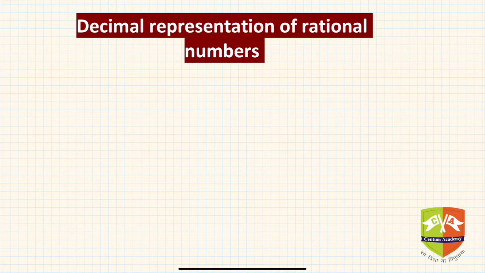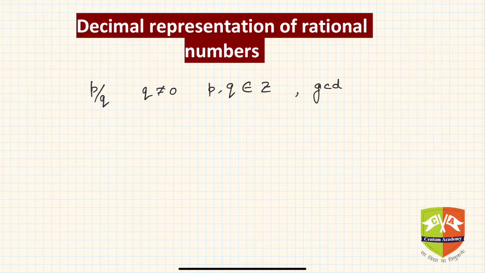So we have to just recapitulate what rational numbers are. If you remember, rational numbers are the numbers of the form p by q, where q is not equal to 0, and p and q belong to the integer set. And p and q are integers, and gcd or hcf of p and q is equal to 1. That is, there is no common factor between p and q. That means in terms of fraction, it is the most simplified fraction.